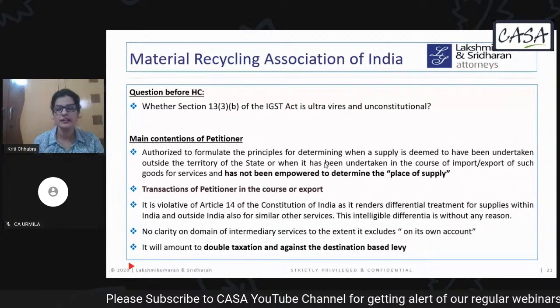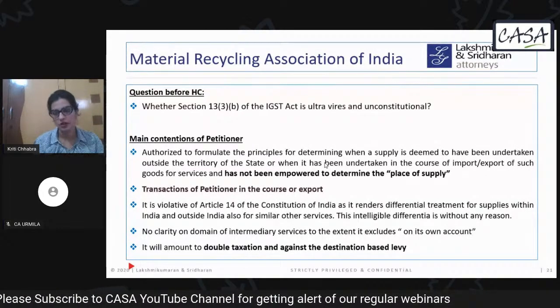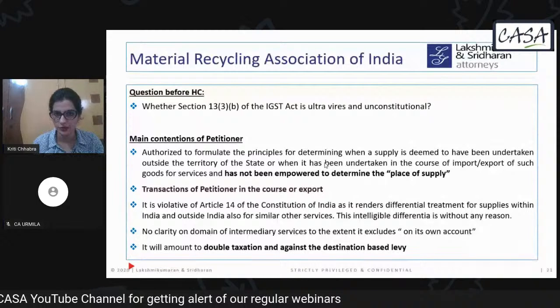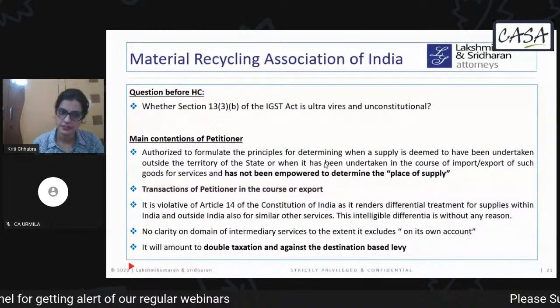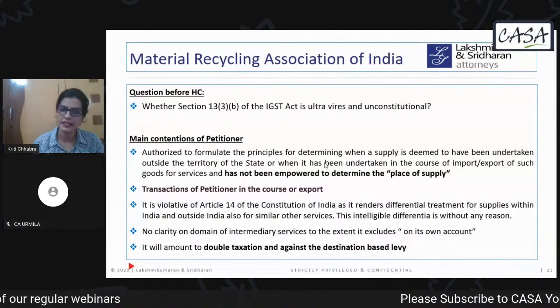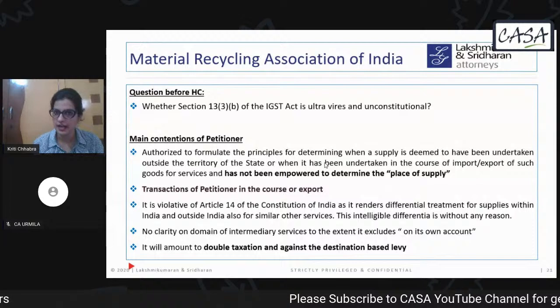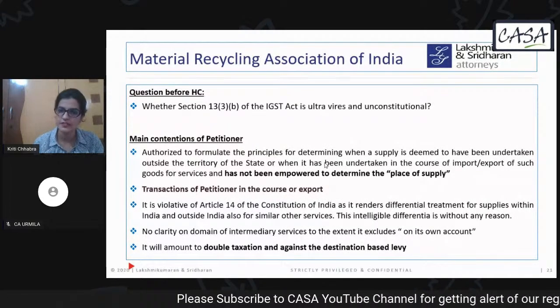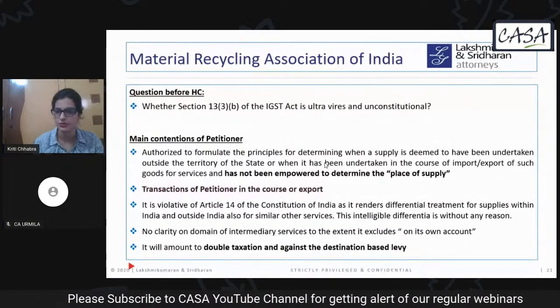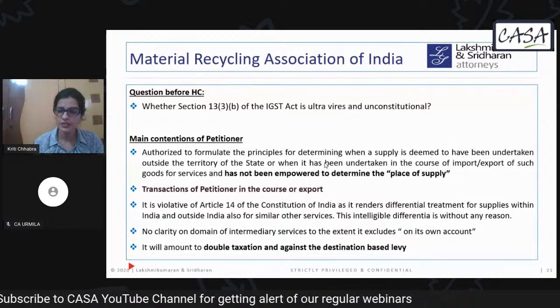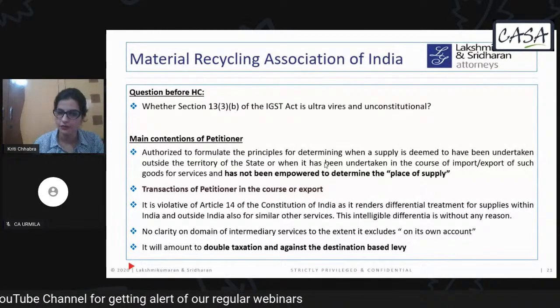So this was the basic objection or question of the petitioner before the High Court, wherein it raised a question that Section 13(8)(b) of the IGST Act, which talks about intermediary services, is ultra vires and unconstitutional. So what were the contentions by the petitioner?